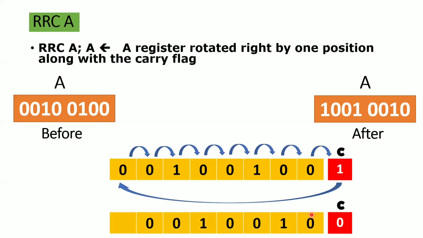Now, after converting this value, the LSB bit is replaced into the carry flag. The carry flag bit, which is 1, becomes your MSB bit. Now I hope you understood how the rotate right operation along with carry operates.